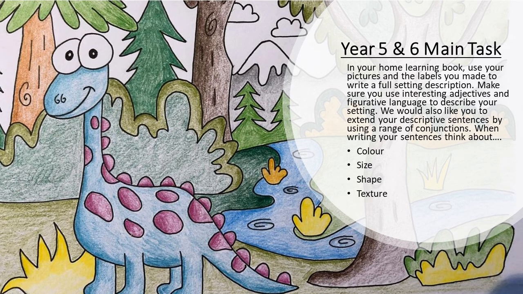And finally, Year 5 and 6, here's your main task. In your home learning book, use your picture and the labels you made to write a full setting description. Make sure you use interesting adjectives and figurative language to describe your setting. We would also like you to extend your descriptive sentences by using a range of conjunctions. When writing your sentences, think about colour, size, shape and texture.